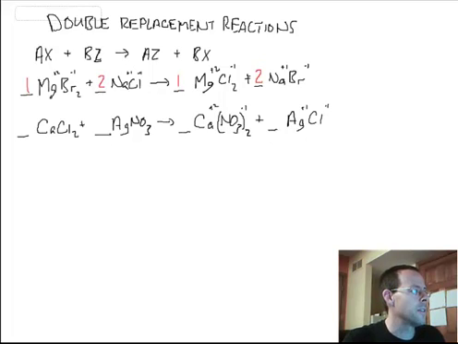Alright, again, as we balance, I have one calcium, I have one calcium. I have two chlorines on the left, only one on the right, so I'm going to put a 2 right here. I have one silver on the left, but I have 2 on the right, so I'm going to put a 2 in front of my silver.